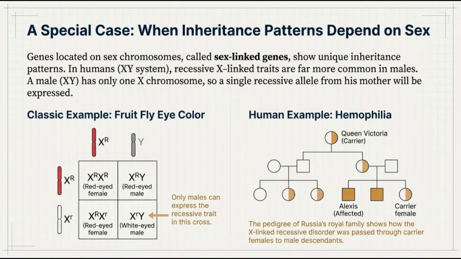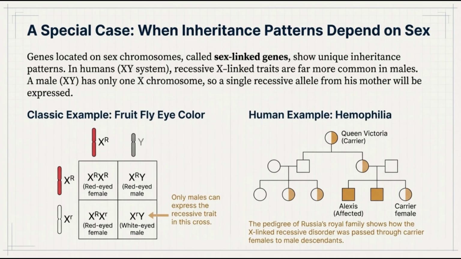So, to wrap up our journey through these patterns, let's hit one final special case. When inheritance patterns depend on sex, we're talking about sex-linked genes. We are. These are genes located on the sex chromosomes, which is usually the X chromosome. And this is important because it creates these really unique inheritance patterns, right? Yeah. In the human XY system, where women are XX and men are XY, recessive X-linked traits are way more common in males. Far more common.